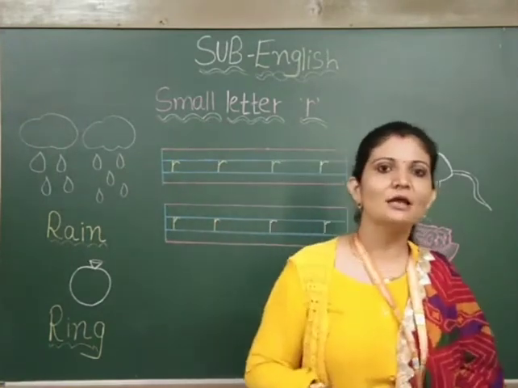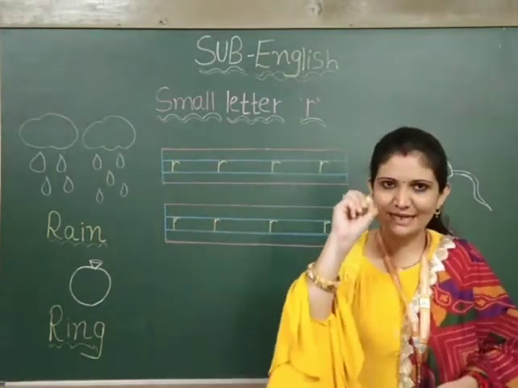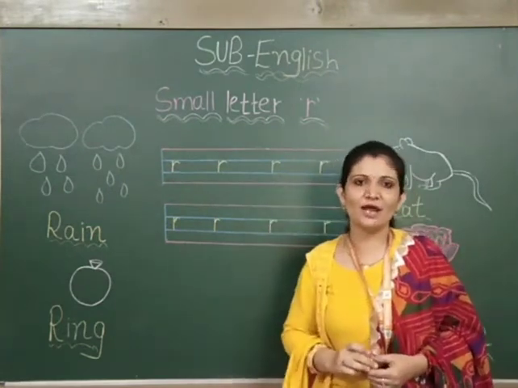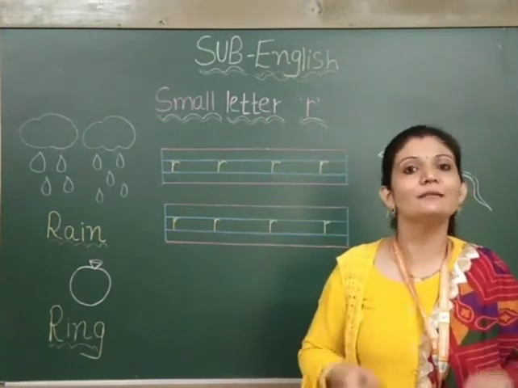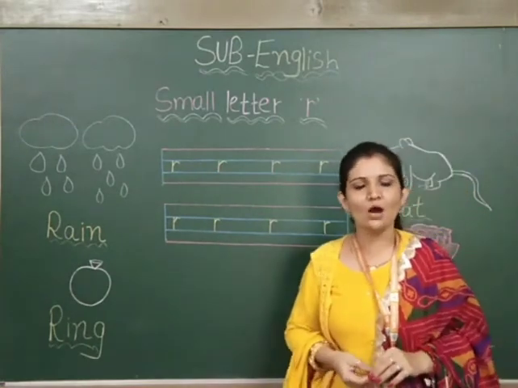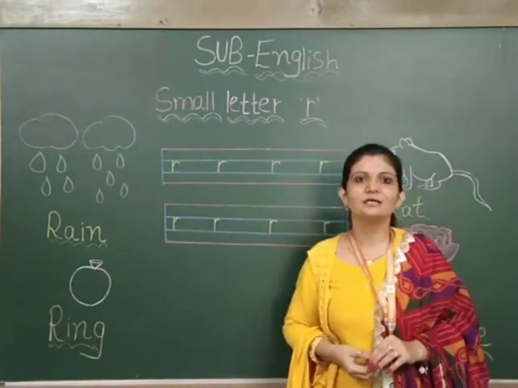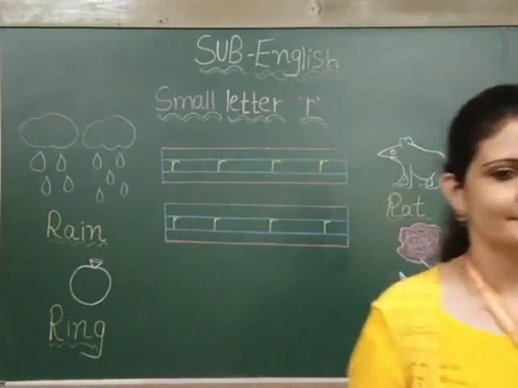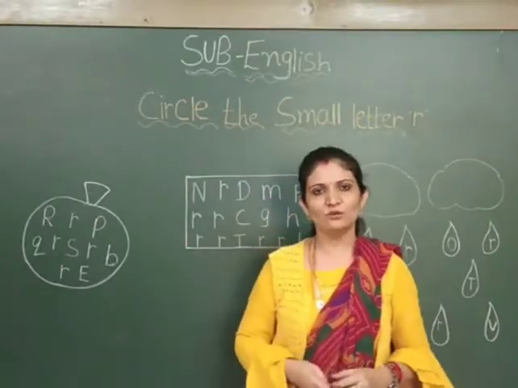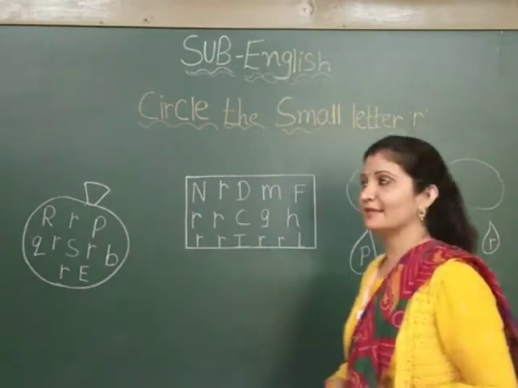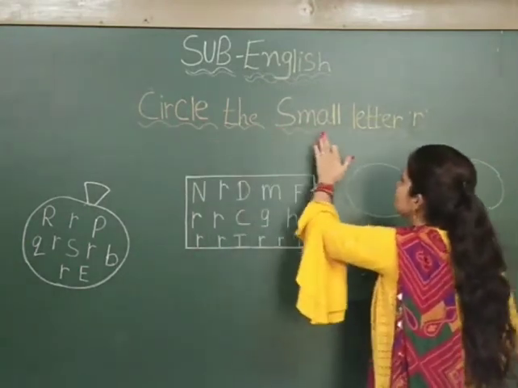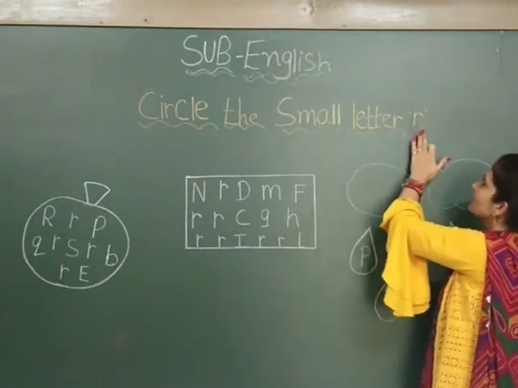It is simple. You have to make one standing line first and then you have to make a curve, and we have to write small letter R in the blue line only. Now we will do one activity related to small letter R. The activity is: circle the small letter R.